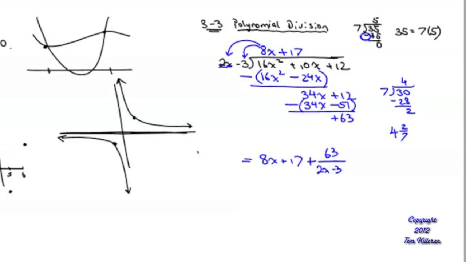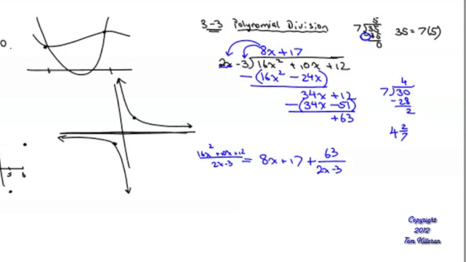This is 16x squared plus 10x plus 12 divided by 2x minus 3 is equal to this mess. What's really cool is if you multiply both sides by 2x minus 3, you get 8x plus 17 times 2x minus 3 plus 63, the remainder. That form is called Euclidean division, or it's one of those famous mathematicians' division. It's an algorithm that they used to use, and it actually worked really well for a lot of different things.